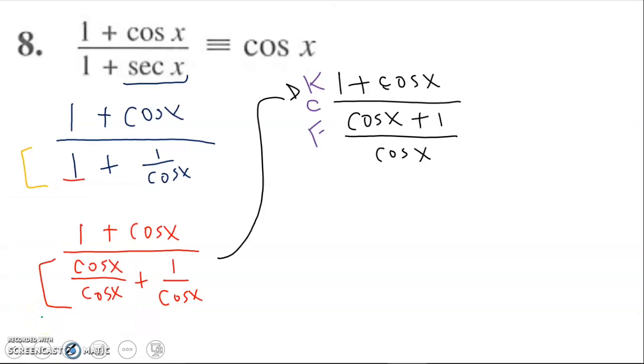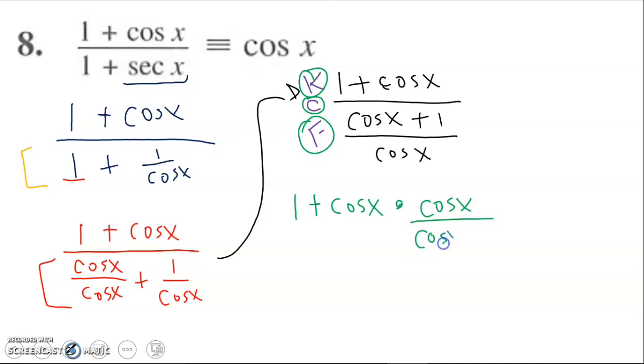I have 1 plus cos x, I keep that. I change division into multiplication, so I'm multiplying. And now I flip this second fraction, so that means cos x over cos x plus 1. Let's see what we end up getting here. Again, there is a bit of trial and error, so keep that in mind. Sometimes one avenue will be blocked, so you might have to go in the other direction.